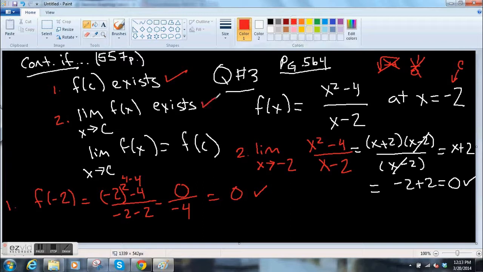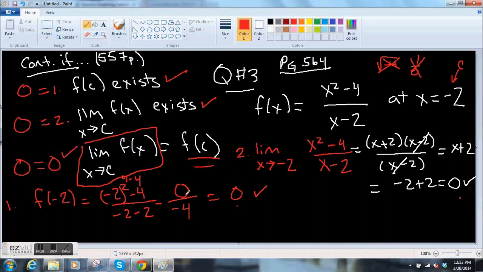So the answer is check. Equals 0. Check. Equals 0. You can see where this is coming. Does the limit of the function as x goes to c equal f of c? Basically, are both of these pieces equal? Well, that is also true, because we had 0 equals 0.